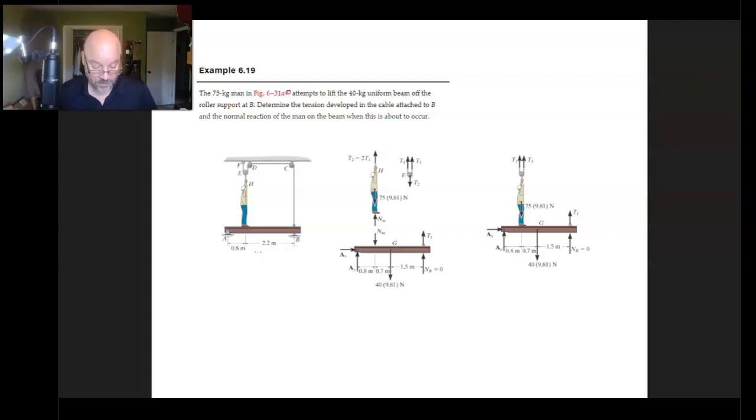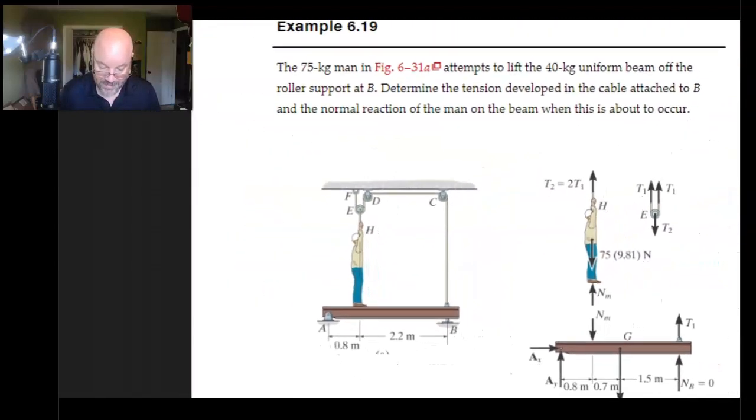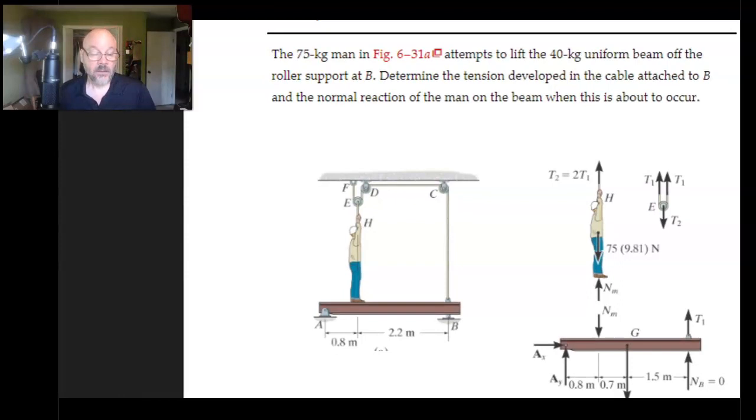Okay, now this one is a little more complicated situation, and so we've got a guy, and he is standing on this platform, and what we want to try to do is figure out what's the tension at B and the normal reaction of the man on the beam. And so first let's go ahead and trace the cable. Make sure we know where the cable's going and what it's doing.